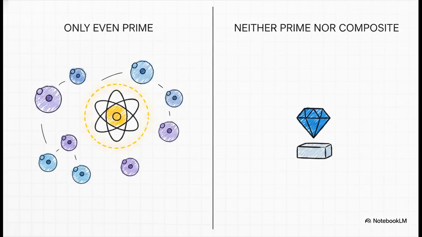But hey, before we start building any molecules, it is highly crucial that you remember these two unique anomalies in the atomic structure of numbers. First, the number 2 is the absolute only even prime number in existence. No other even number is prime. Second, the number 1 sits in a weird class all of its own. It is neither prime nor composite. Seriously, lock those 2 facts in your memory right now for the exams.